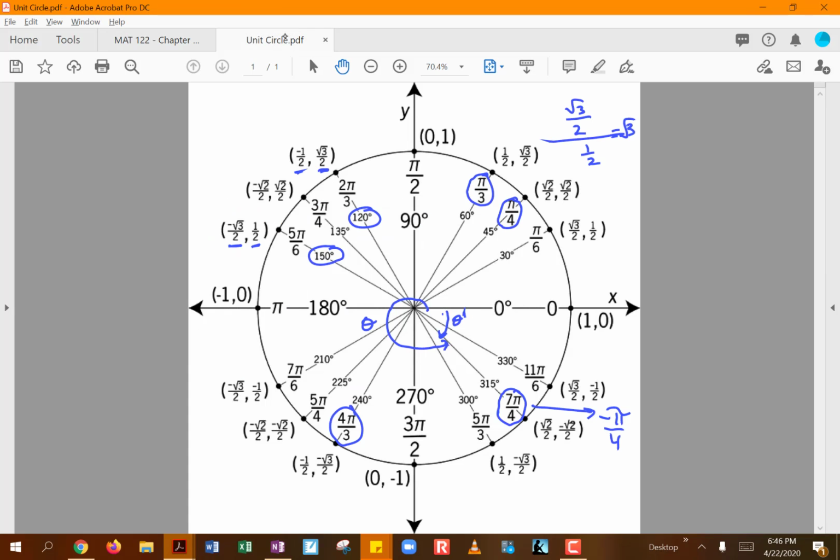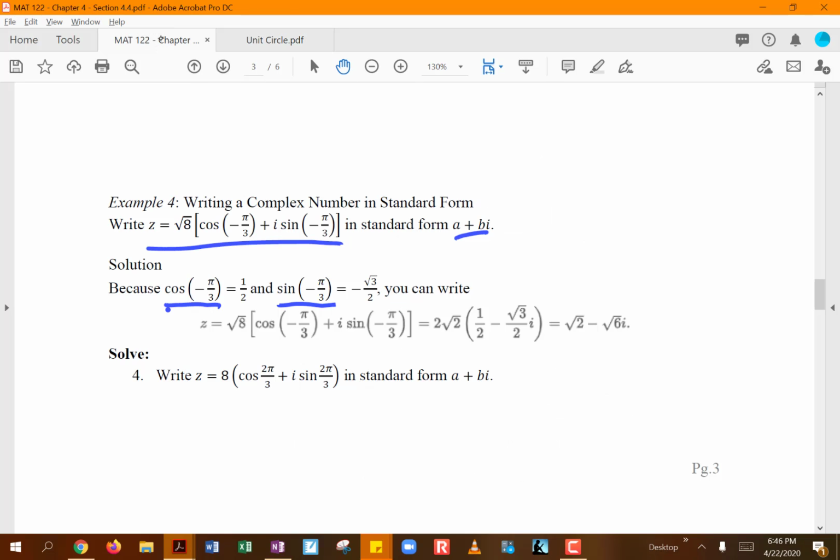Again, you can go to your unit circle. So positive pi over 3 is here. So this guy here is actually your negative pi over 3. So cosine is 1/2. Sine is negative square root of 3 over 2. So you can see cosine is 1/2. Sine is negative square root of 3 over 2. So go ahead and replace these values here with positive 1/2 and negative square root of 3 over 2. So that's where these numbers are coming from.